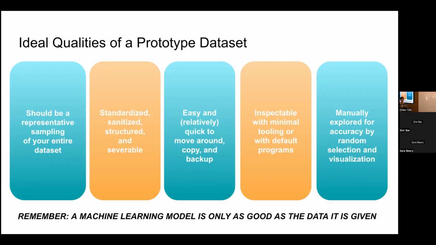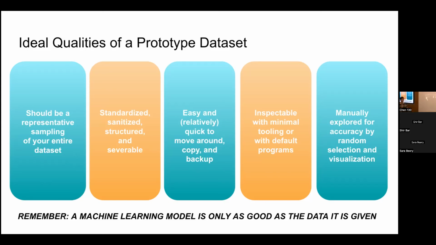Essentially, a machine learning model is only as good as the data it's given. And a lot of these qualities are really more for you. How do you make your life easier? They are not necessarily related, except for that first one around representative sampling, to the actual training of the model.